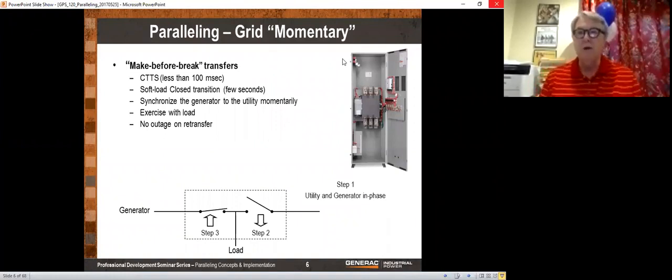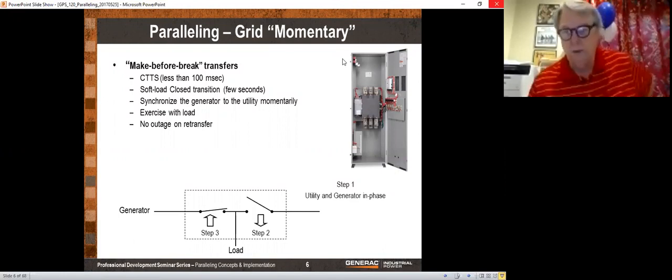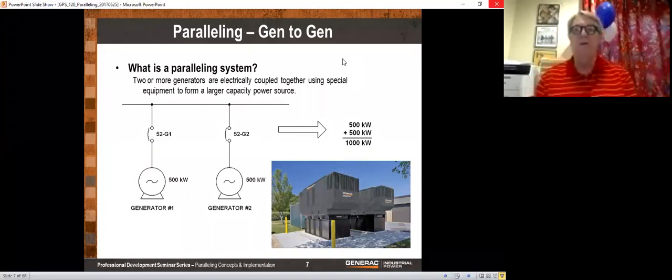Another type of paralleling that we're not going to talk about today is the paralleling that you use in a closed transition transfer switch. We call those make before break transfer switches. In that case, if you're running on the generator, you close into the utility, and for about 100 milliseconds, the utility, the load, and the generator are all paralleled together, which is typically a no-no for a standby generator. But as long as they're in phase, 100 milliseconds, this is very commonly done. You can also have soft load closed transition switches in which you will have that paralleling take place for maybe 10 seconds. And we will cover these things in a future seminar on transfer switches. Today, we're going to talk about the paralleling of standby generators.